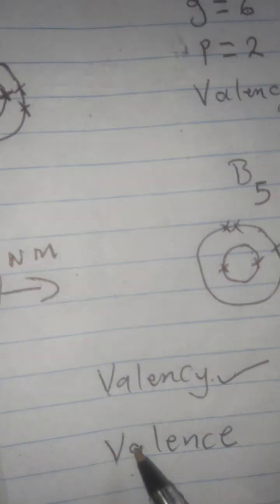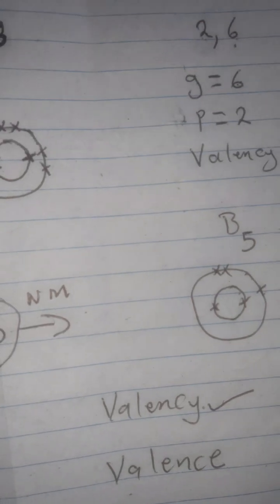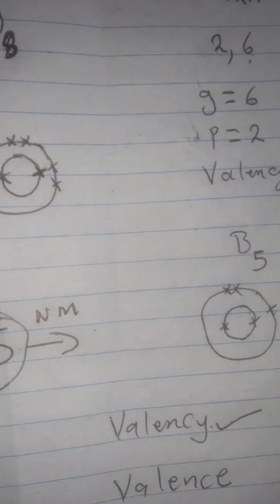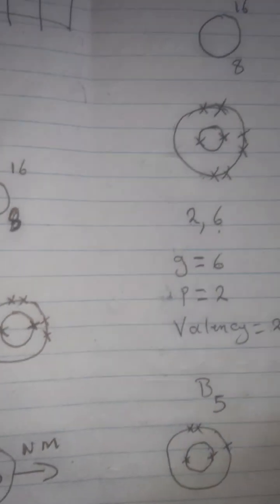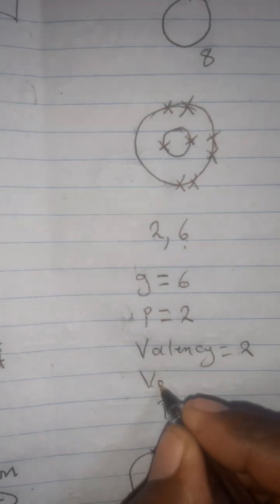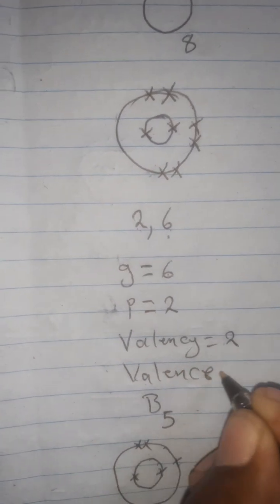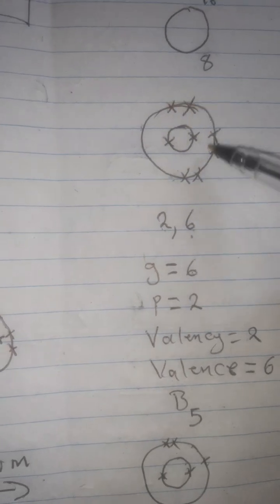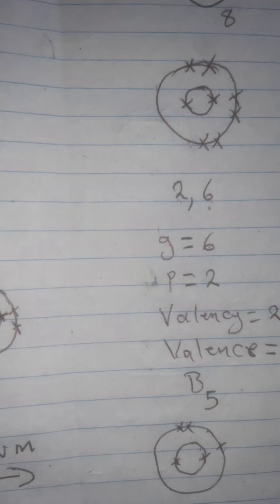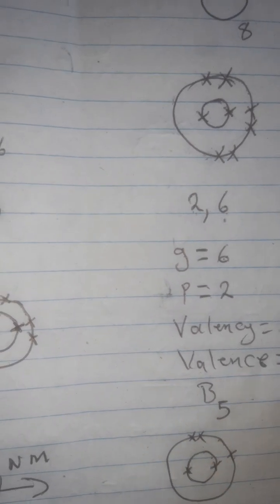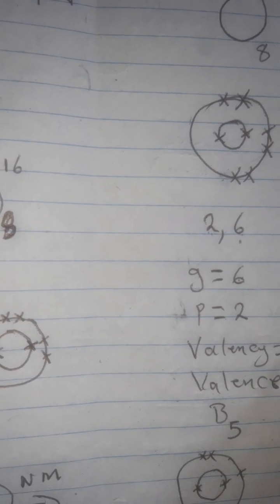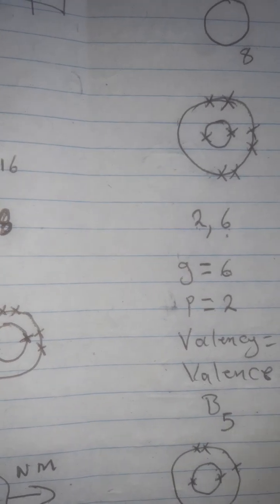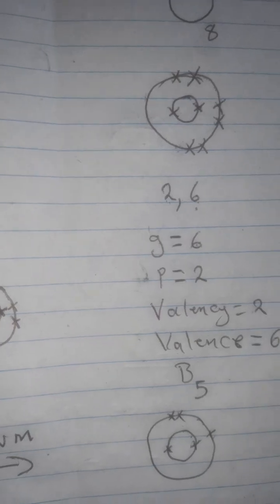Now, what is valence? Valence is the number of electrons in the outermost shell, same as the group. So the valence for oxygen is 6 because it has 6 electrons in its outermost shell. So that's the difference between valency and valence. Valency is the number of electrons an element can gain or lose to be stable. Valence is the number of electrons in the outermost shell.